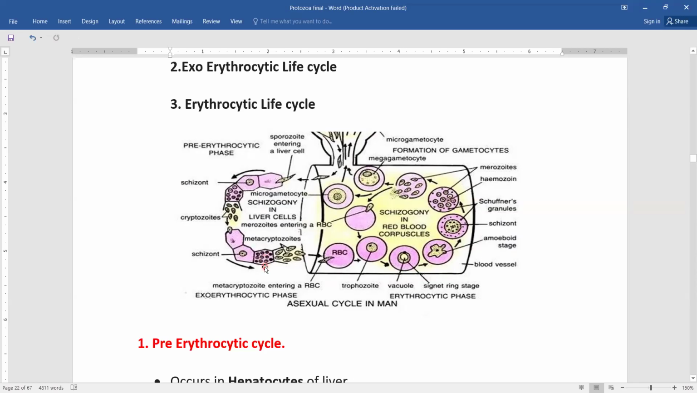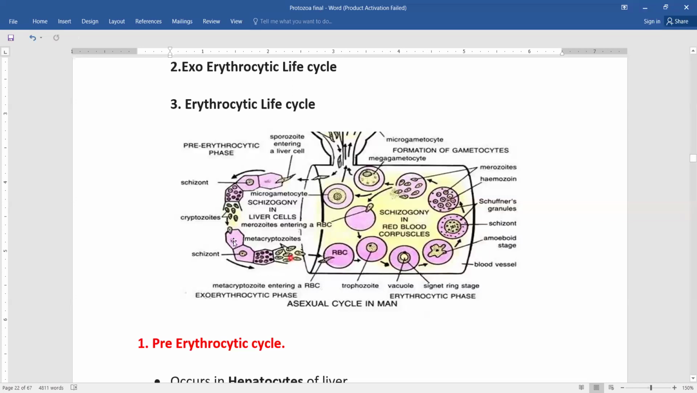Here the metacryptozoites are of two kinds. Some are large in size, they are called macro metacryptozoites. Some are smaller in size, they are called micro metacryptozoites. The macro metacryptozoites again reach a new liver cell. The micro metacryptozoites reach RBC and start the erythrocytic life cycle. So this is the pre-erythrocytic phase by which almost 1,000 cryptozoites or cryptomerozoites are produced, and this is the exoerythrocytic phase. Here also many micro and macro metacryptomerozoites are produced.